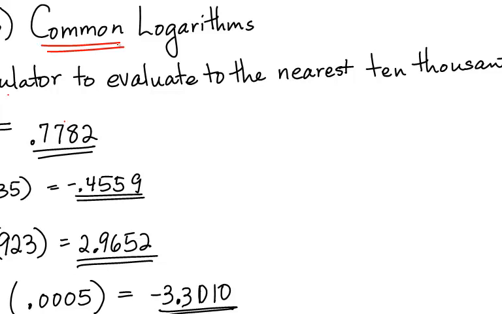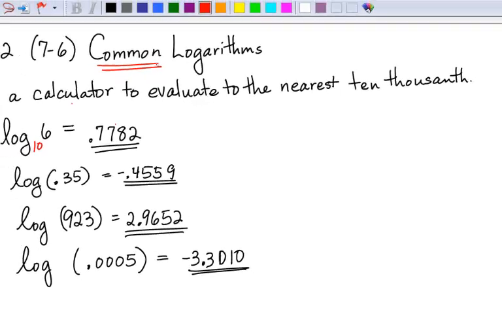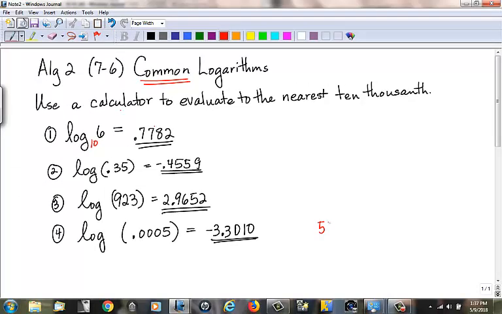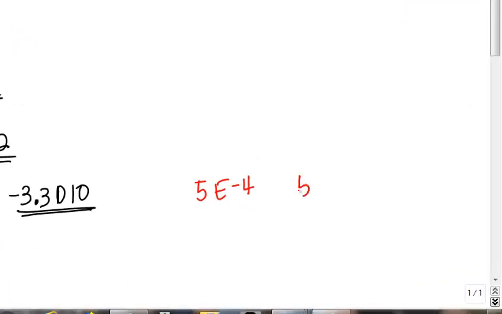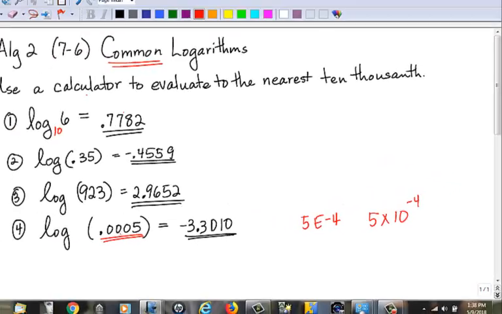Notice on mine it switches it back to scientific notation. The calculator is writing it 5e to the negative 4. That's like 5 times 10 to the negative 4th power. And that's what this is if you wrote that back in scientific notation.